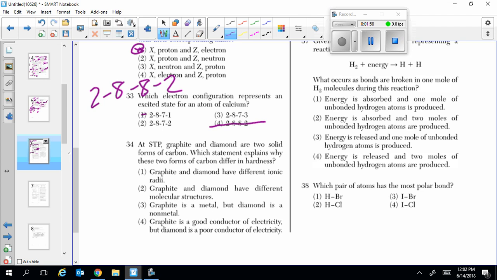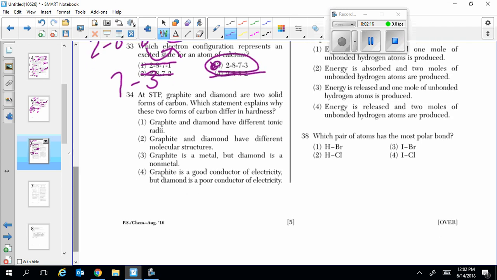So 2-8-7-1 and 2-8-7-2 both have to be wrong because those have lost. This is my answer, 2-8-7-3. If I move one of them from here to here, this will go down to a 7 and that will go up to a 3. So that would be excited.